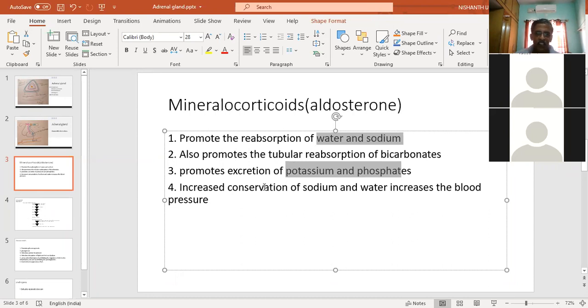Then the next one is increased conservation of sodium and water. Increased conservation of sodium and water increases the blood pressure. It is understood because if water and sodium are reabsorbed, obviously the blood pressure will increase.